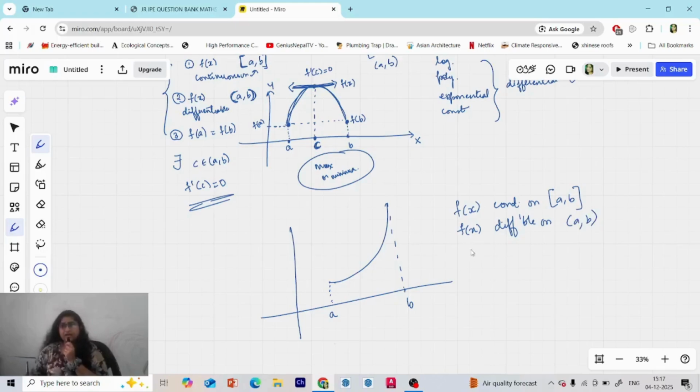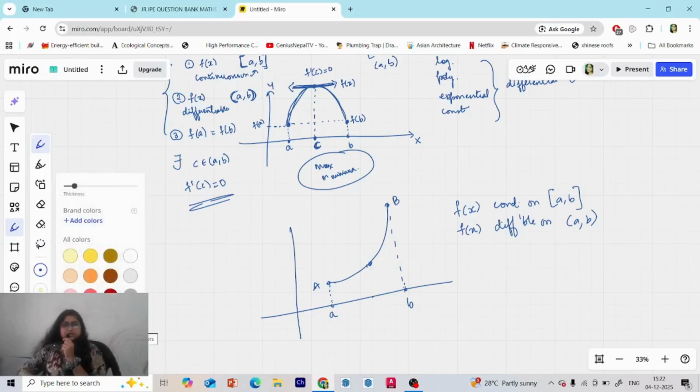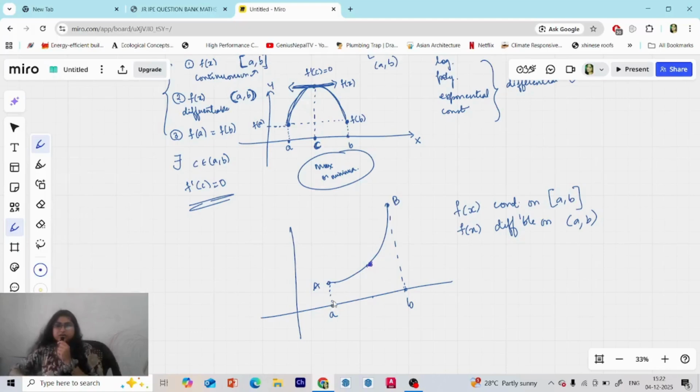Okay, and here f of A need not be equal to f of B. He says that there is a point C. Okay, let's say this is point A and let's say this is point B. He says that there exists a point C in between, okay, such that the slope f dash C, the slope at C will be something like this. This is the point C that I'm talking about. Okay, there exists a point at C such that f dash C, the slope or the tangent at C, its slope is equal to the slope of this line AB.